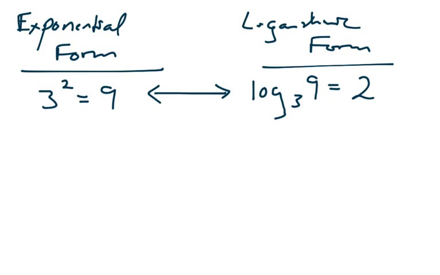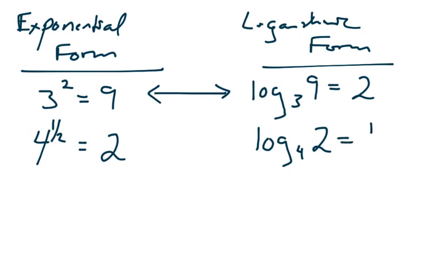Let's do another one. How about 4 to the 1/2? Now remember, 4 to the 1/2 is the same as the root of 4, so we should be able to say that is equal to 2. But we can make that same claim using logarithms. We could say that the log base 4 of 2 is equal to 1/2. And so that is making the same claim. And are you starting to see something that's true for all these log statements? That is that they are always equal to the exponent.